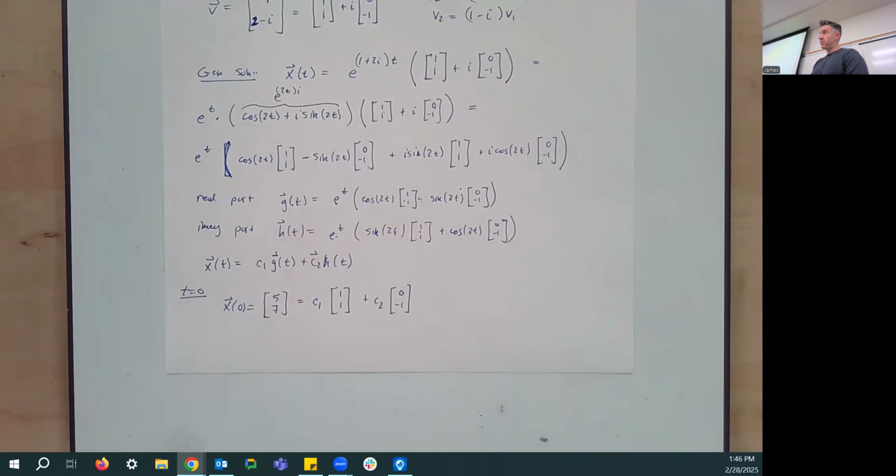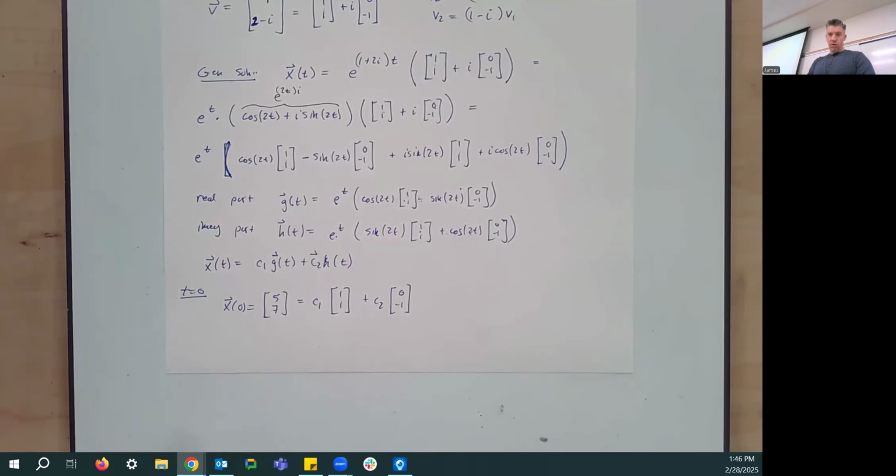Fun fact, and this might happen: if one of these numbers is 0, it's really easy to figure out what C1 and C2 are. Oh, sorry, one second. If I had a vector 1i with separation of the real, yes. If you had a vector 1i, the separation would be 1, 0 plus i times 0, 1. Yeah, that's totally right.